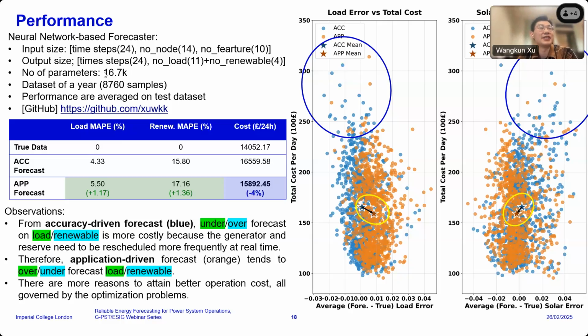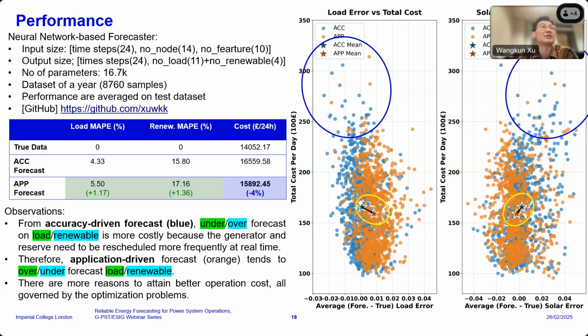Well, as you can see from the accuracy-driven forecast, which is marked as the blue points in the figure, the under forecast on load or over forecast on renewables is more costly. This observation is because the generators and reserves need to be rescheduled more frequently and more costly at near real time.